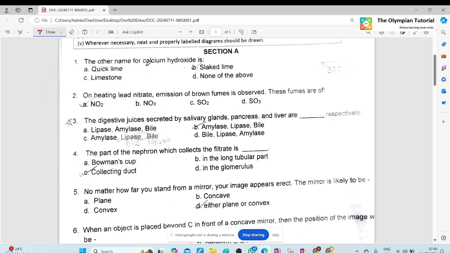the other name of calcium hydroxide. Firstly, let me know the formula of calcium hydroxide. Ca(OH)2, Ca(OH)2. Very good. And its other name is slaked lime. Okay, this option is correct, but I will discuss some more questions.